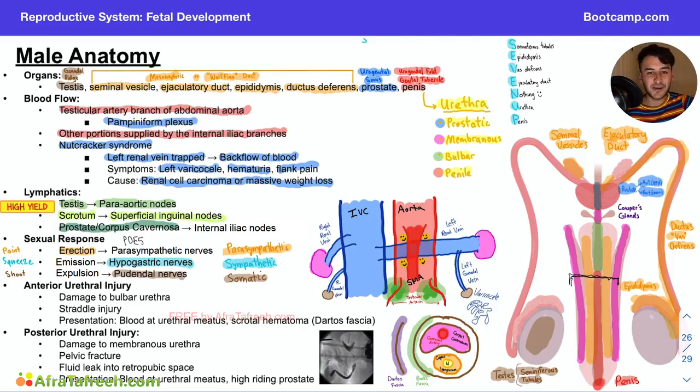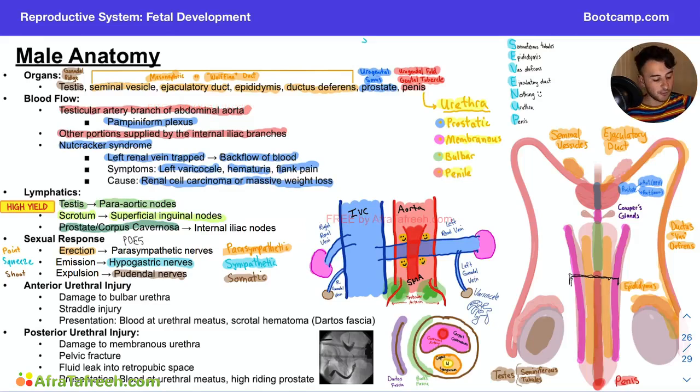Let's move on now to talk about our urethral injuries. We're going to have two types of urethral injuries. We're going to talk about anterior first and posterior second, but let's quickly do a review of our urethra because it has a lot of parts. So remember, we have our blue prostatic urethra, which is here. We have our pink part, which is the smallest and narrowest part, which is our membranous, and then we have our green bulbar urethra, and then our red penile urethra.